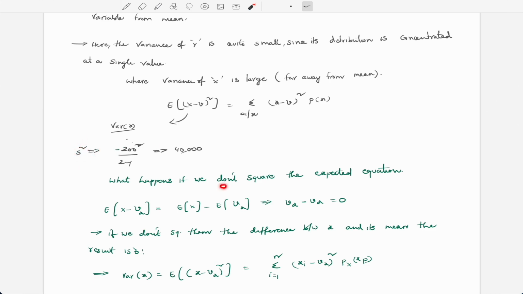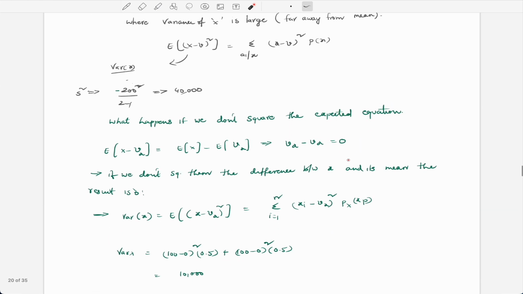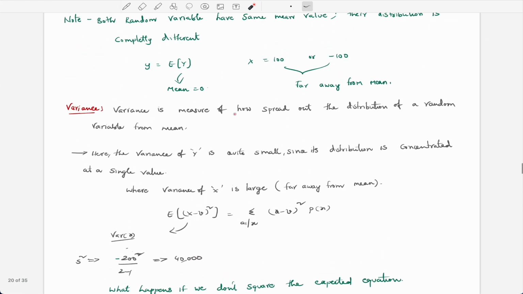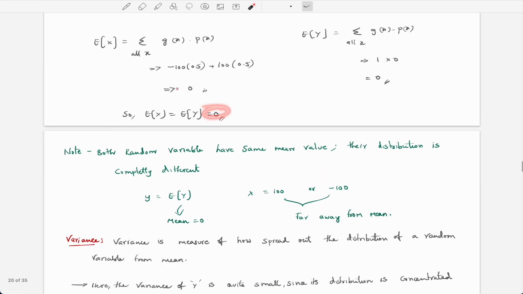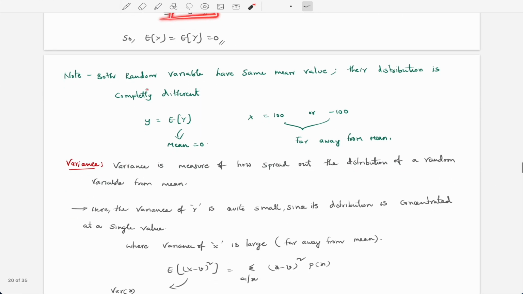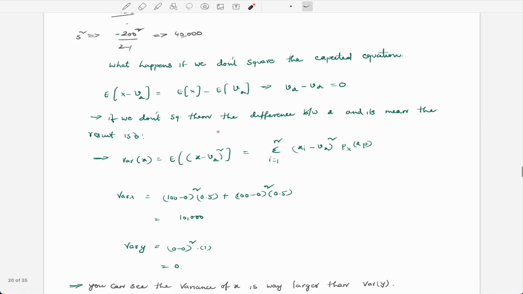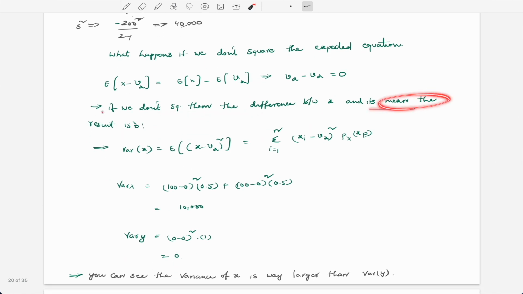What if we don't square the expected value? What happens if we don't square that value? We have seen that it is equal to 0, right? If you don't square that value, then it's going to be E of x minus E of x, which is equal to mu minus mu, and this is equal to 0. We have seen this, right? So we square that value. If you don't square them, the difference between the x values and the mean results in 0. We have seen this in our previous lectures, right?